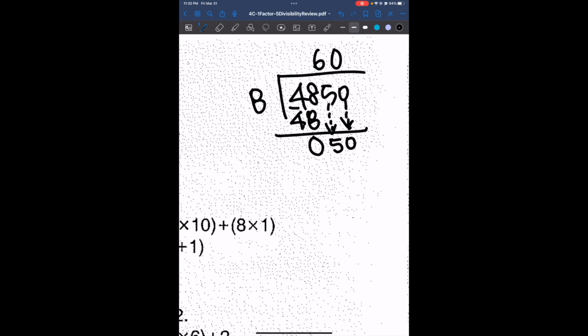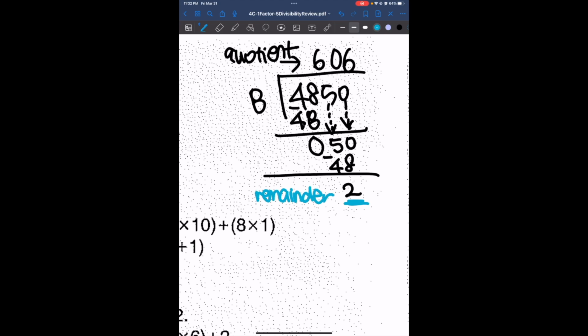How many 8s can go into 50? We can have 6. That's going to give us 48, but we're still left with 2. And so we say that this is our quotient, and we have a remainder of 2. We're going to learn more about remainders in the next page, but just to give you a general idea, we have a remainder of 2.